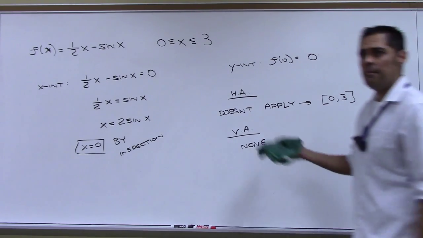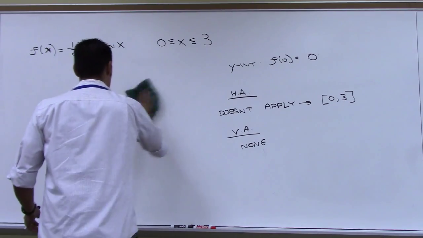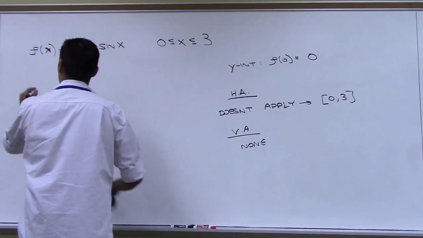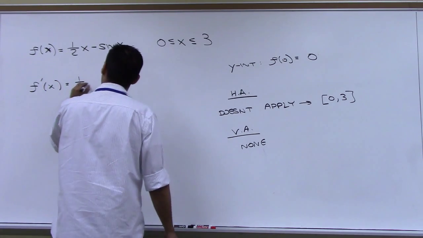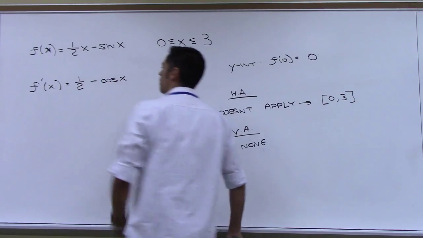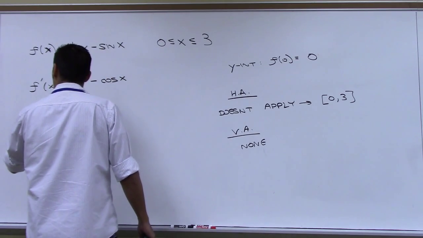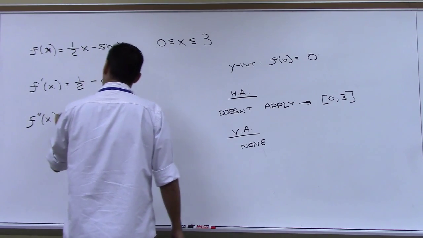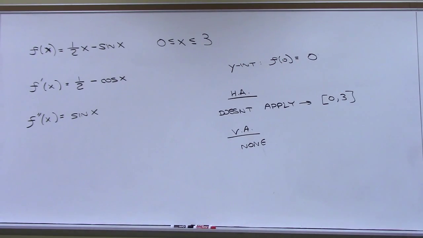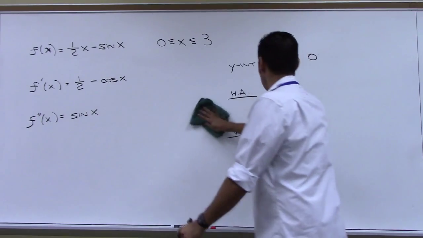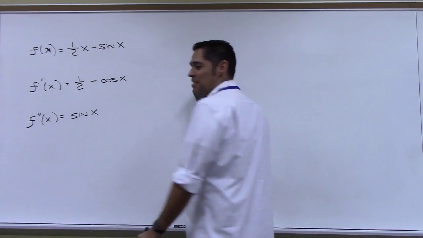So it's derivative time. This derivative should be pretty clean. First derivative is 1/2 minus cosine x, right? And the second derivative, while I'm here, is just sine x, isn't it? So let's go ahead and get, that's a lot easier than some of the problems, right?